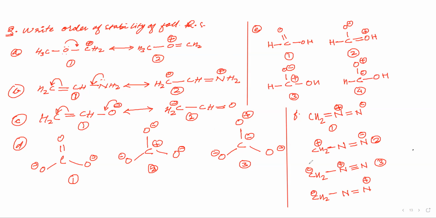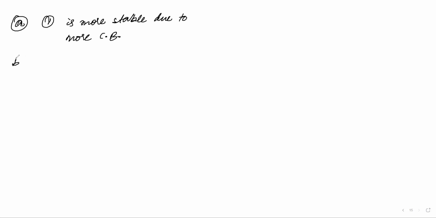Just compare it with your answers now. In the first one, 2 is more stable. Why is 2 more stable? Because of the number of covalent bonds. Correct, Fatima, Jubana? Let me write why each one of them is correct. In the first question, A, 1 is more stable due to more covalent bonds. Correct? Yes, Jubana? Yes, sir.